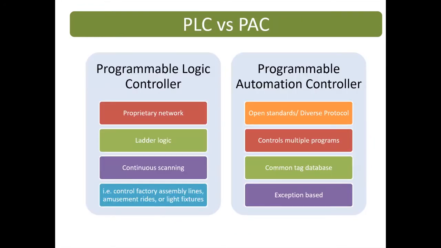PLCs can run one program and support a proprietary network. They can be programmed in ladder logic or C language and offer continuous scanning. They're often used for amusement park rides, lighting control, and factory assembly lines.